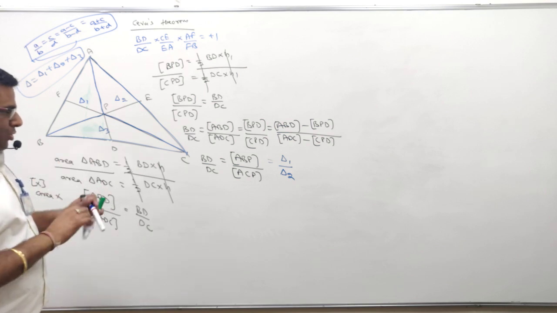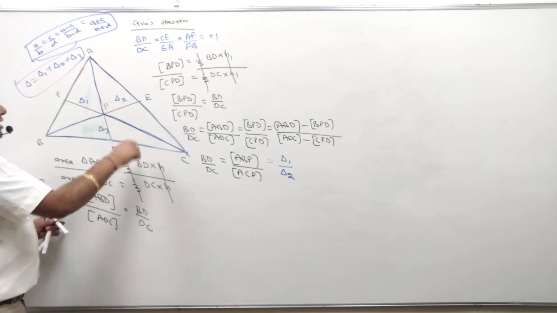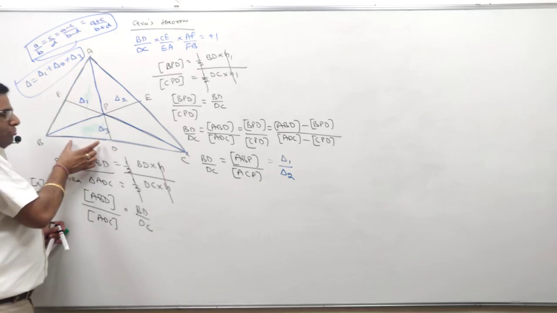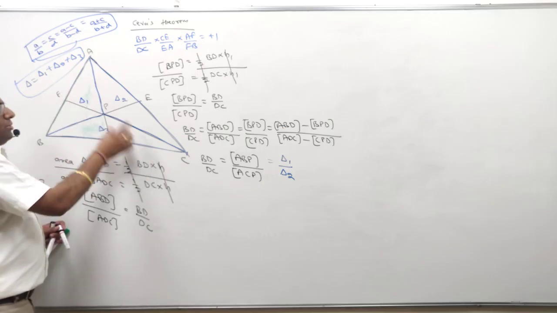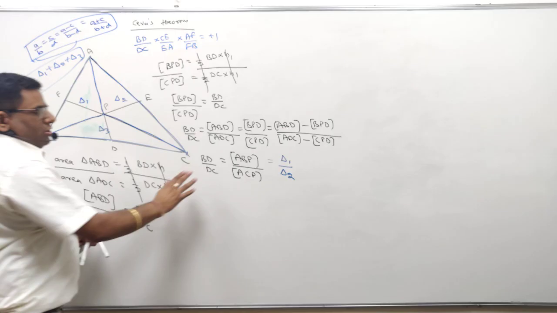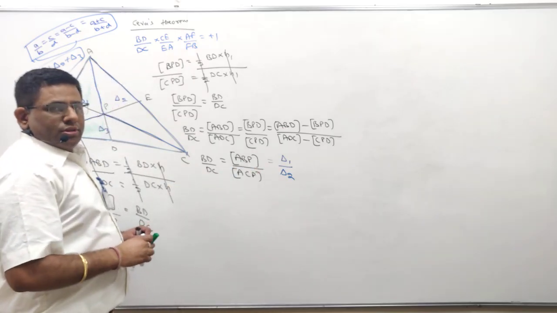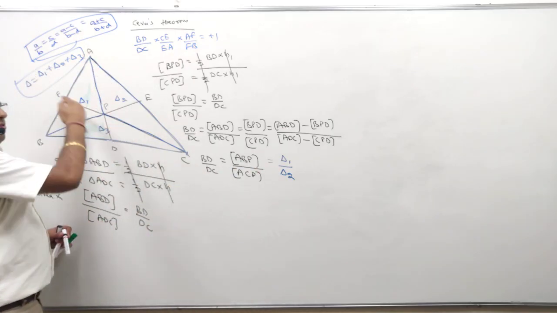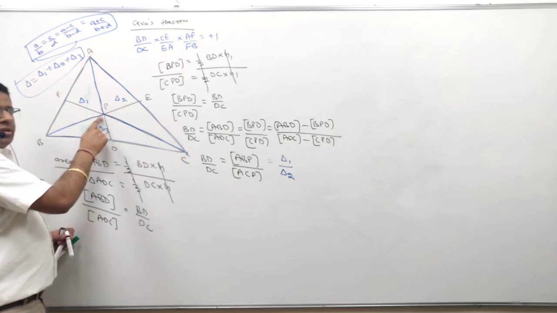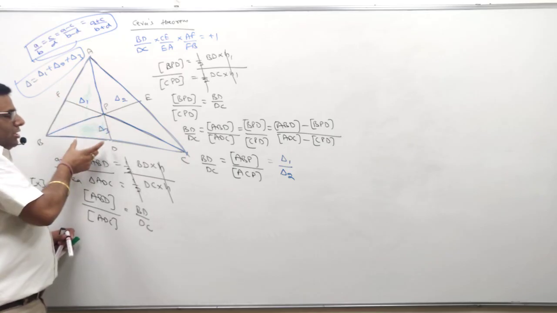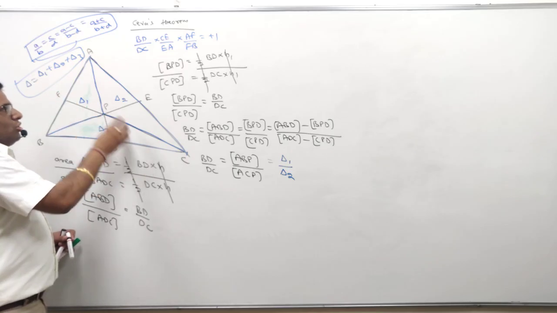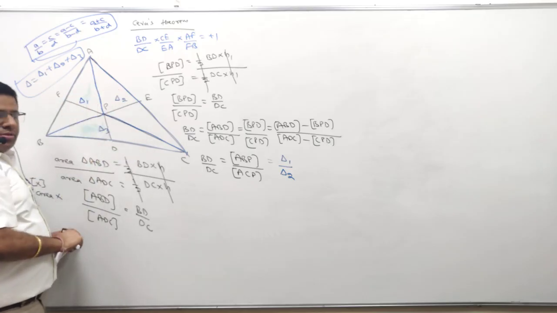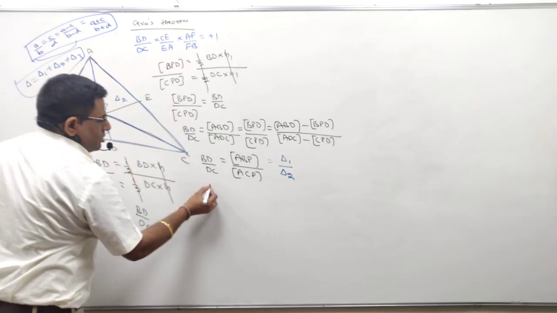So we are getting an important result: in any triangle ABC, if AD, BE, CF are three concurrent lines, concurrent meaning they are intersecting at the same point P, then the ratio of BD to DC comes out to be delta 1 upon delta 2. Is it clear to everyone?